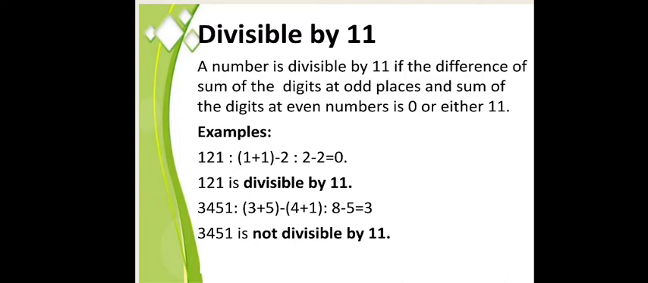So you have to see the number. First you have to take the bracket of the odd places minus the bracket of the even places. If you are getting the answer as 0 or 11, then the number is divisible by 11.